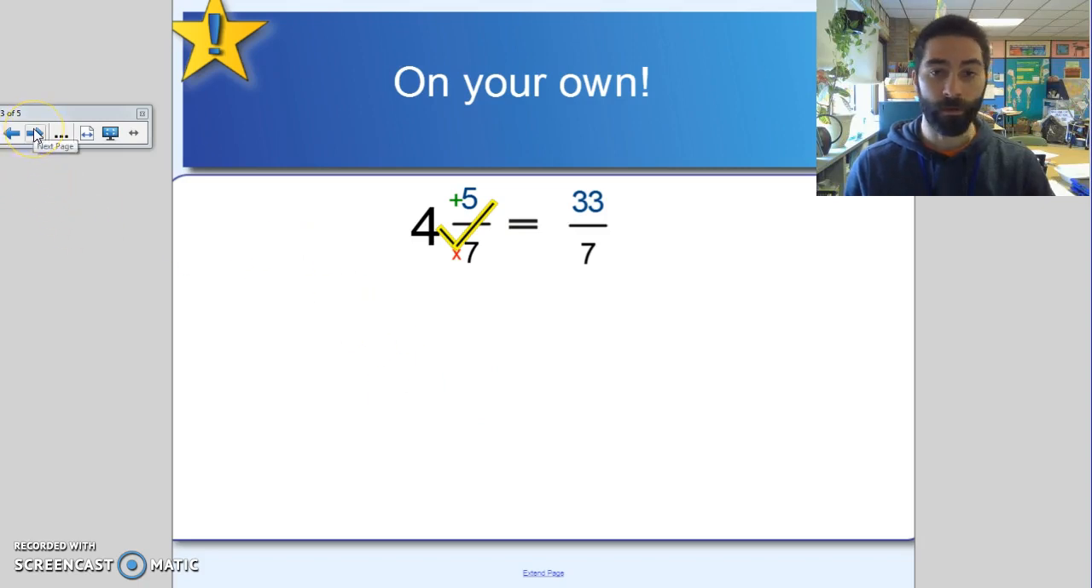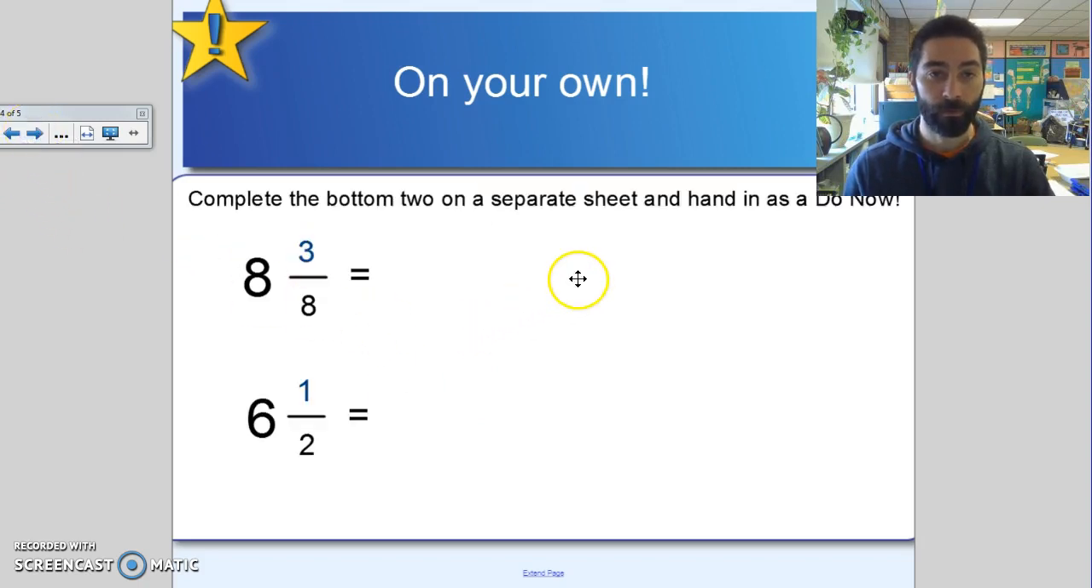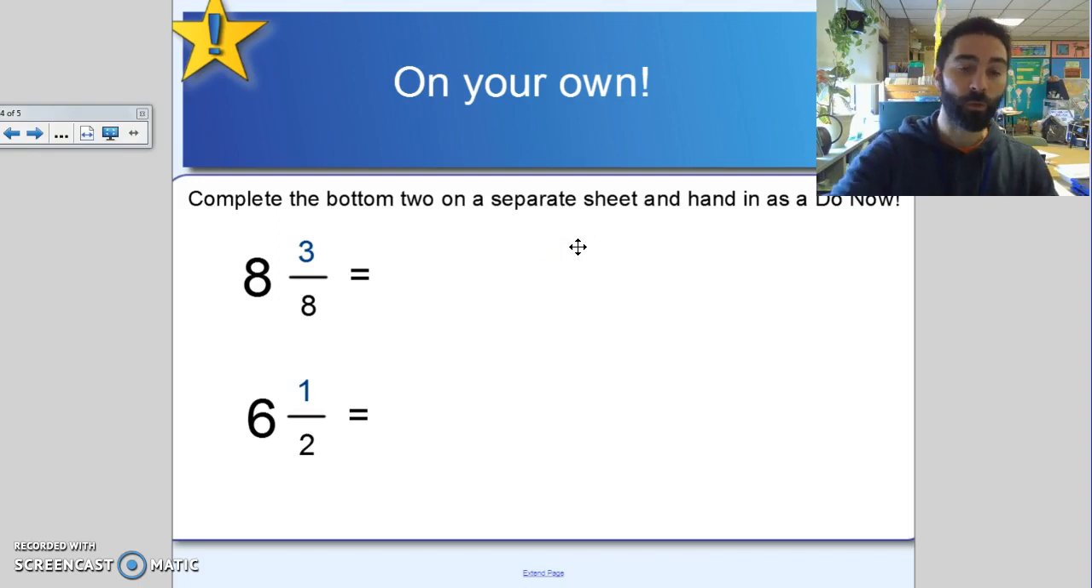Now, another one on your own, okay? Except these 2 have to be done on your own completely. I'm not going to show you the answers. You have to do them completely on your own on a separate sheet of paper, in which you're going to hand into us the next day. All right? Happy multiplying and adding with mixed numbers.